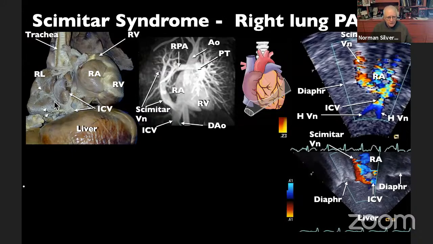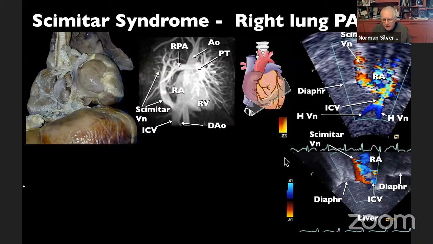And here are all of these veins draining into the inferior vena cava and then into the heart. So here is the scimitar. And here is an angiographic example, which was given to me by one of my colleagues at Stanford, showing the vein draining into the inferior vena cava in the supradiaphragmatic position, and into the heart. And here are the echocardiographic examples.